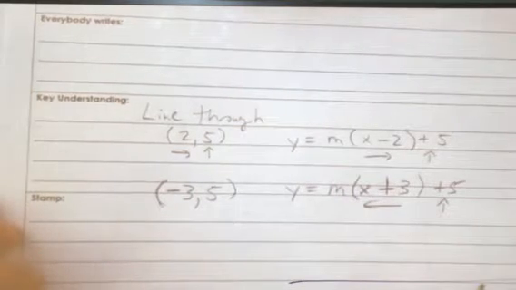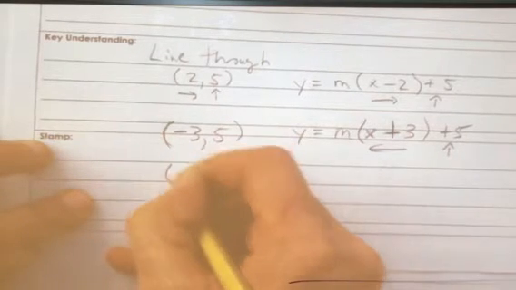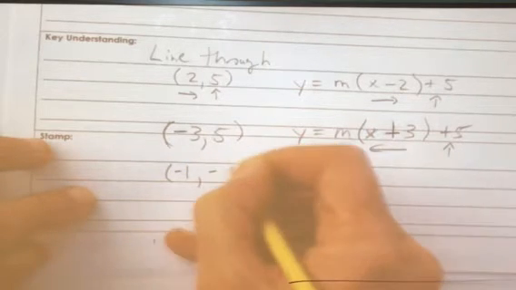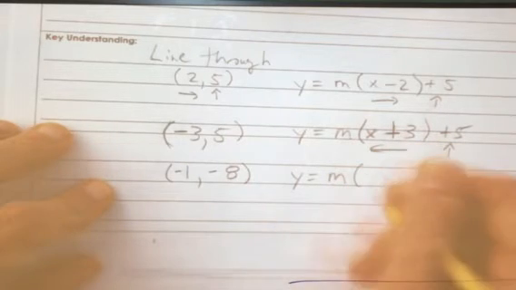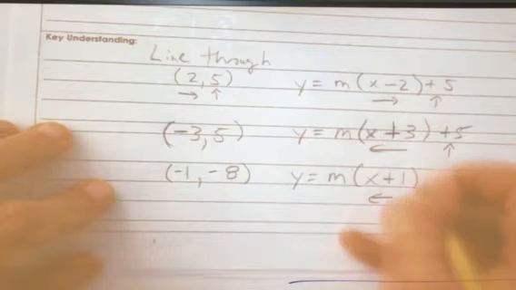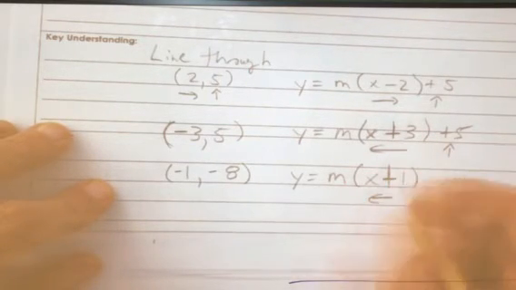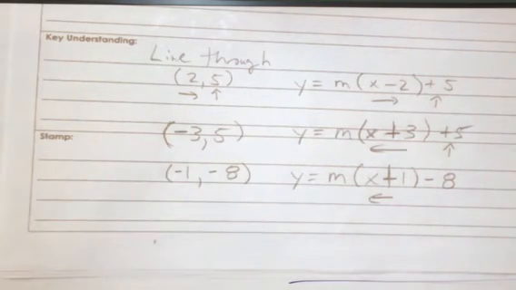Finally, let's do an example where the y value is negative. And we'll do negative, negative, like this. So let's say we had negative 1, comma, negative 8. That would be y equals the slope times x plus 1. Plus 1 for left 1 unit. See the L in the plus sign inside the parentheses. Left 1 and down 8. And those are some great examples, Smarty Pants. Great job!